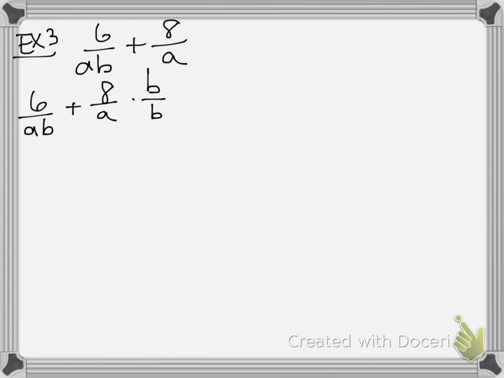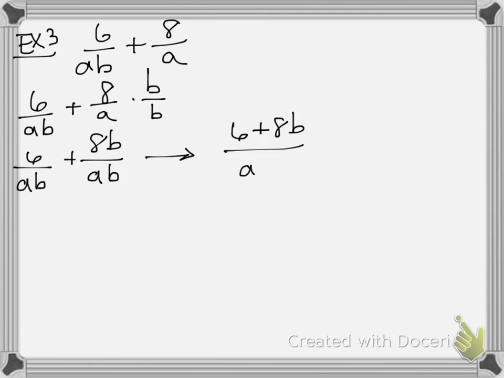Okay, so then I end up with 6 over AB plus 8B over AB. And then this really turns out to be 6 plus 8B over AB. It wouldn't be AB. Can I do anything else?